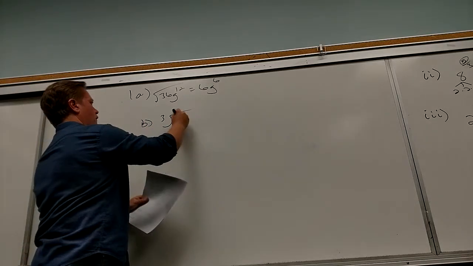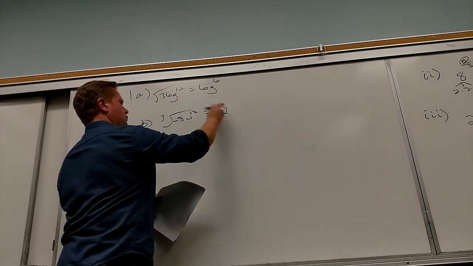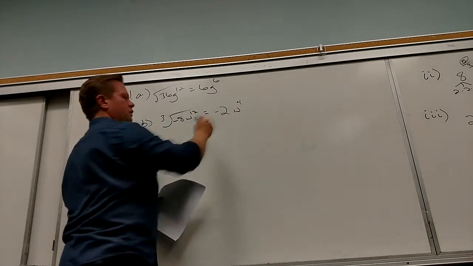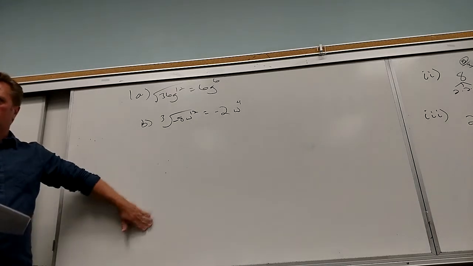This one was the cube root of -8. Cube root of -8 is -2. 3 goes into 12 4 times. I like it.